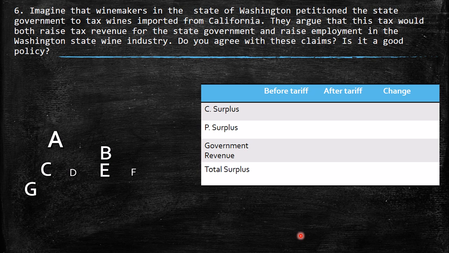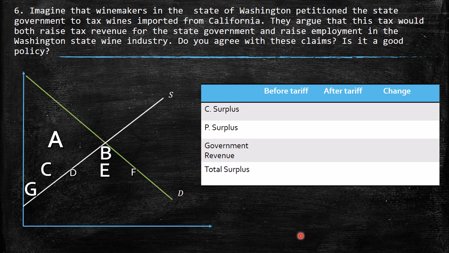So, number 6, the last but not least. Imagine that the winemakers in the state of Washington petitioned the state government to tax wines imported from California. They argue that this tax would both raise tax revenue for the state government and raise employment in the Washington state wine industry. Do you agree with these claims? Is it a good policy?